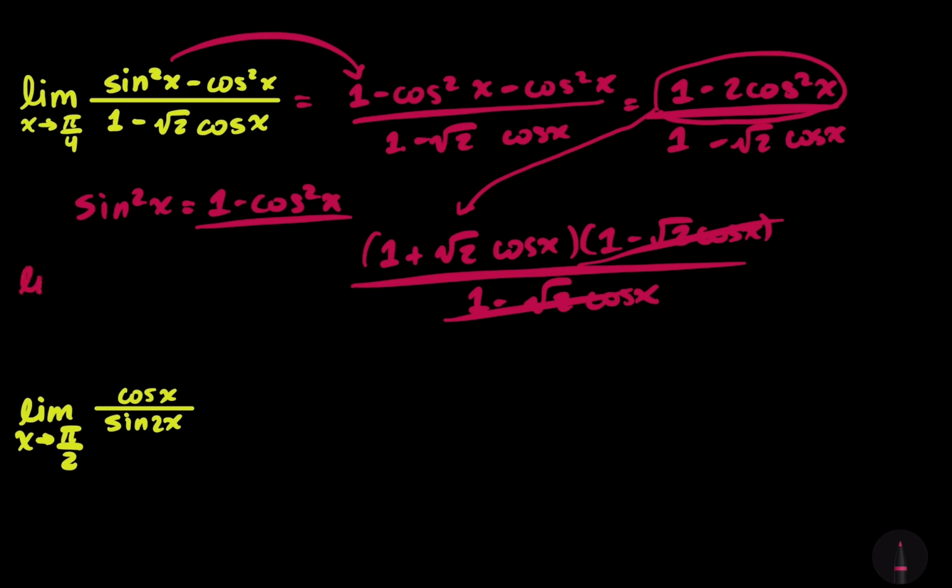So when we take the limit as x approaches pi over 4 of 1 plus the square root of 2 cosine x, that's just going to be 1 plus, again, the square root of 2 times cosine of pi over 4, which is just 1, so that's going to be equal to 2. So we're able to determine that limit.